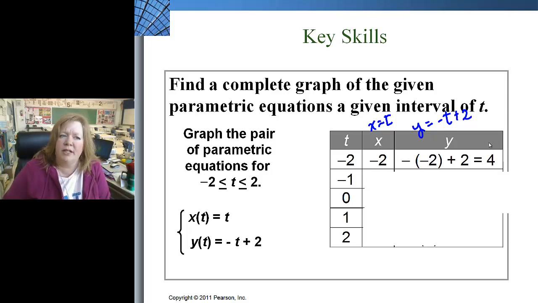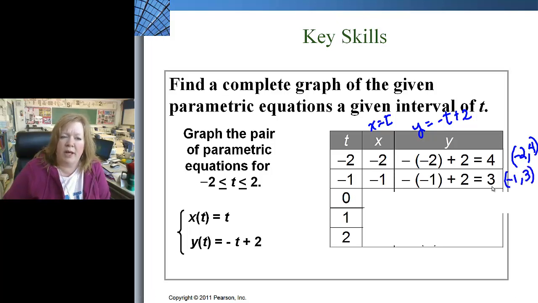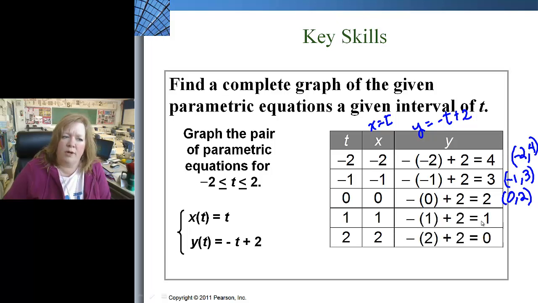Here's our x coordinate, here's our y coordinate, and when we go to plot them, that's how we'll plot them. -2, 4 will be the point on our graph. If I put a -1 in there, x and t are the same thing, and then we take the opposite of -1 plus 2 to give us 3. That'll be our y coordinate. So the point -1, 3 will be on our graph. Put in 0, you're going to get 0, 2 for your coordinates. Put in 1, you're going to get 1, 1. Put in 2, you're going to get 2, 0.